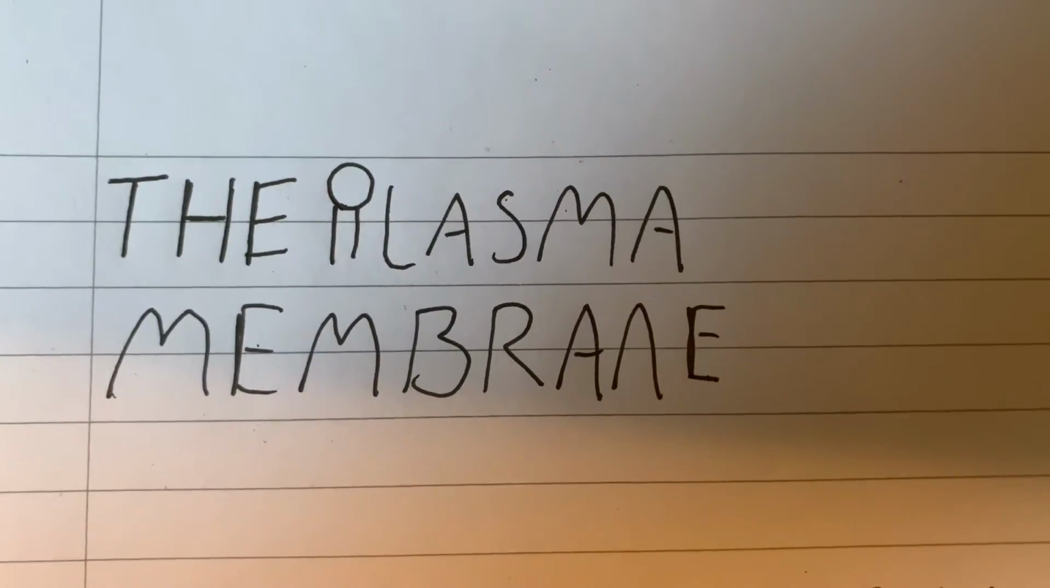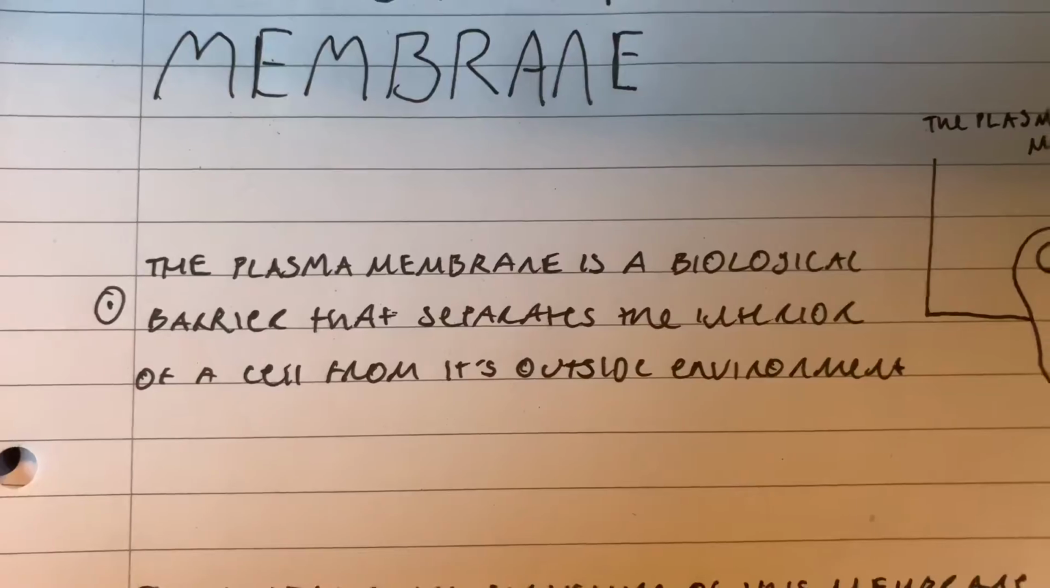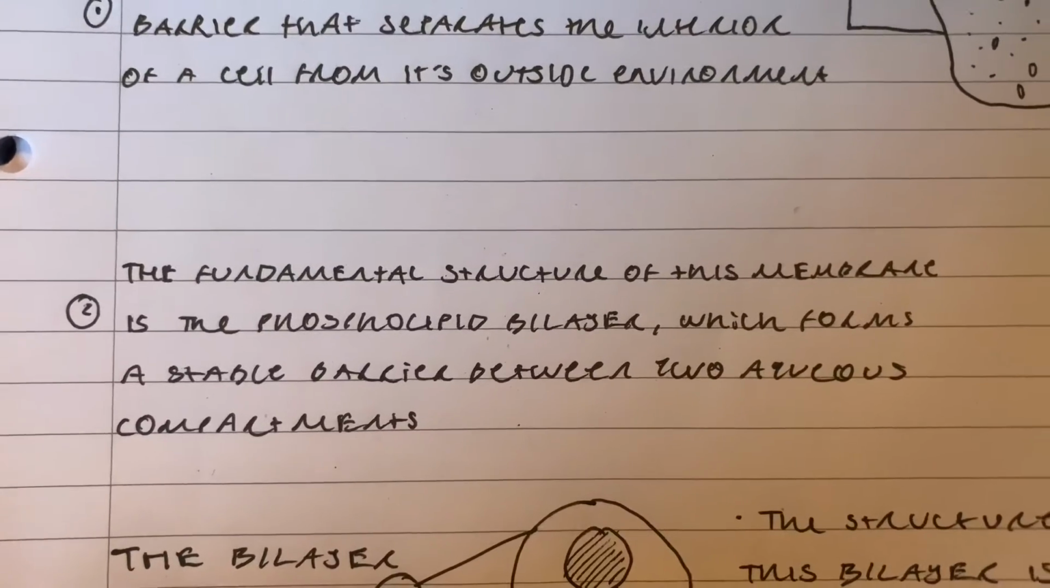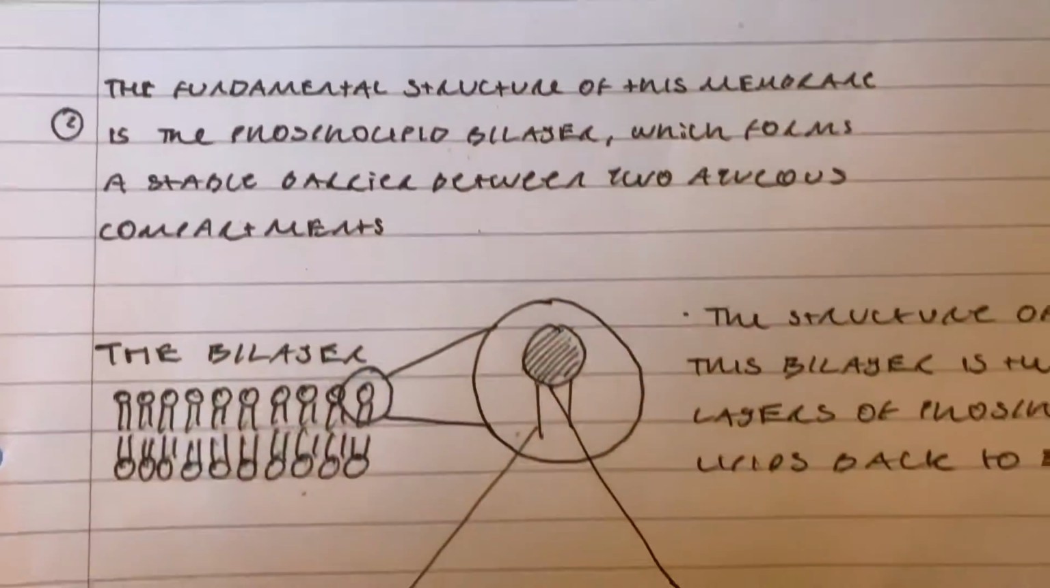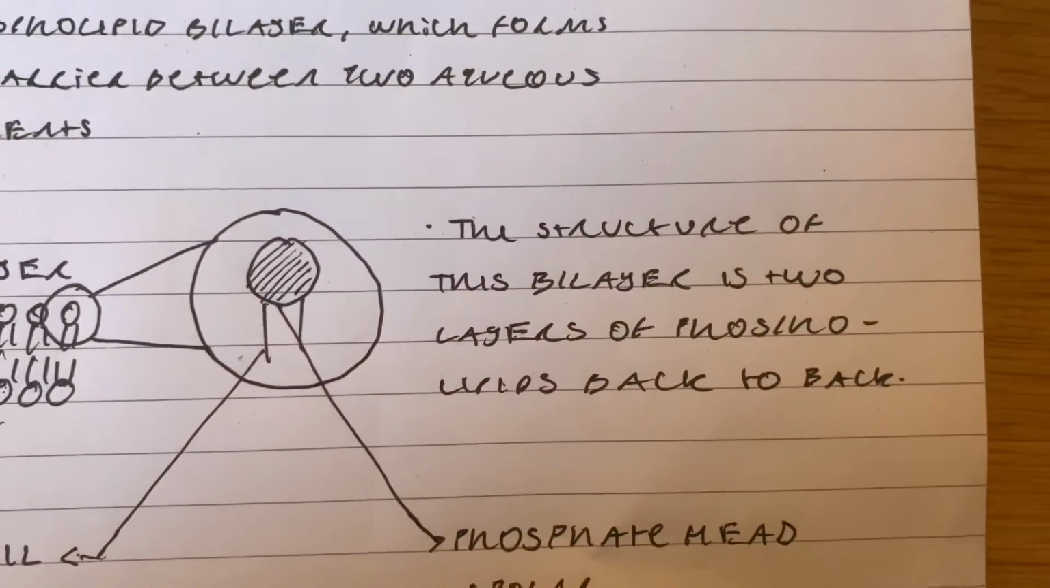The plasma membrane. The plasma membrane is a biological barrier that separates the interior of a cell from its outside environment. The fundamental structure of this membrane is the phospholipid bilayer, which forms a stable barrier between two aqueous compartments. The structure of the bilayer is two layers of phospholipids back to back.